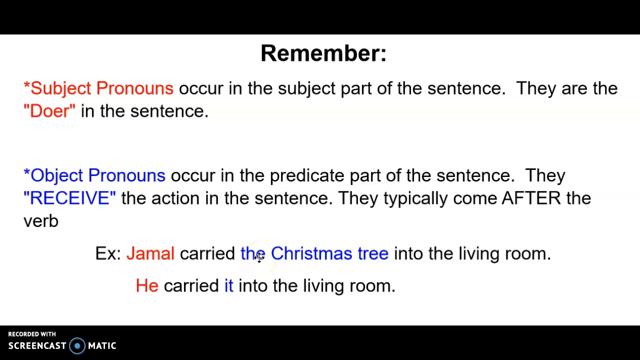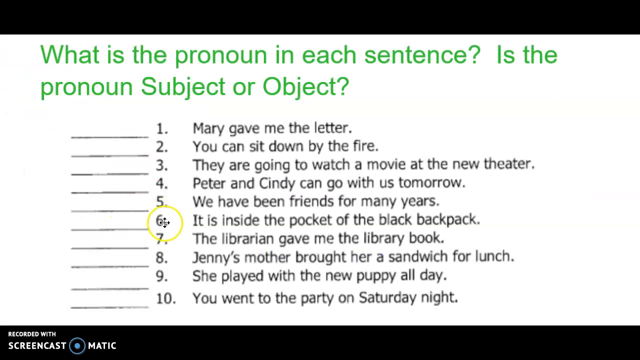And for Christmas tree, in order to replace that object, I need a singular object pronoun, third person, okay? And that's why I would use it. So I would say he carried it into the living room. Okay, so we're going to do a little bit of some practice here. So we're looking for the pronoun in each sentence, and then we're going to decide if the pronoun is subject or object. All right.